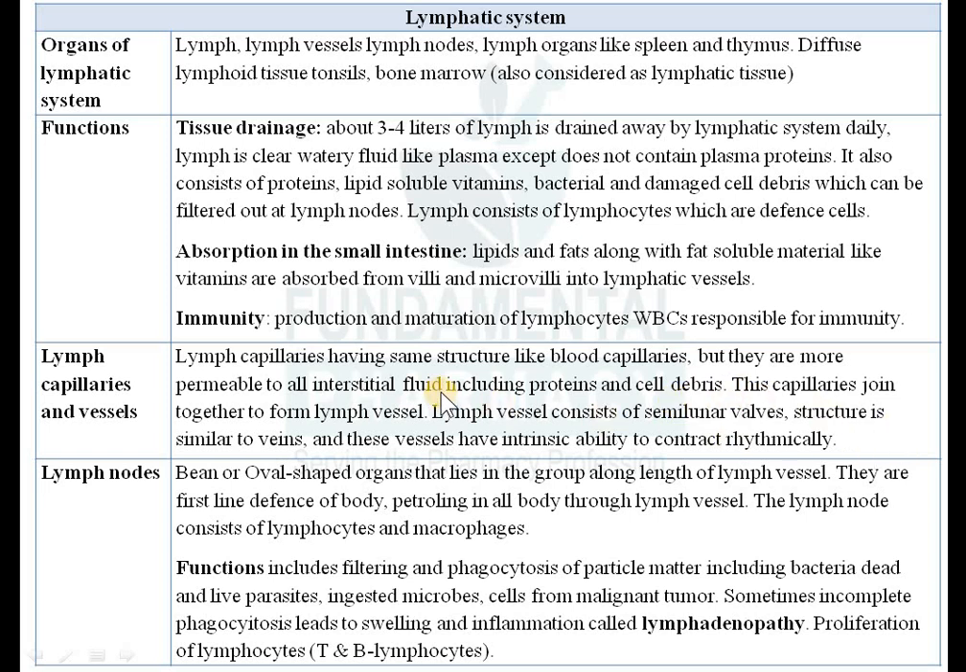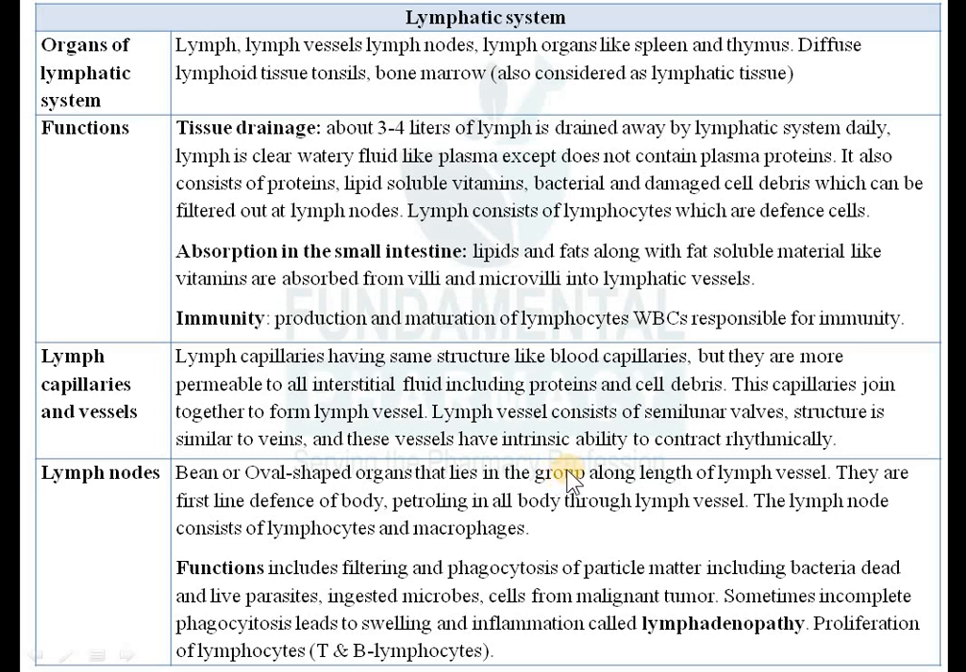The capillaries join together to form a lymph vessel, and the lymph vessel consists of semilunar valves, I have told you, okay, to prevent the backflow of lymph, right? The structure is similar to a vein. Just like valves are present in the vein but not in the artery in the circulatory system, these valves are also present in the lymphatic vessels to prevent the backflow of lymph, and they are present in the veins to prevent the backflow of blood, right?